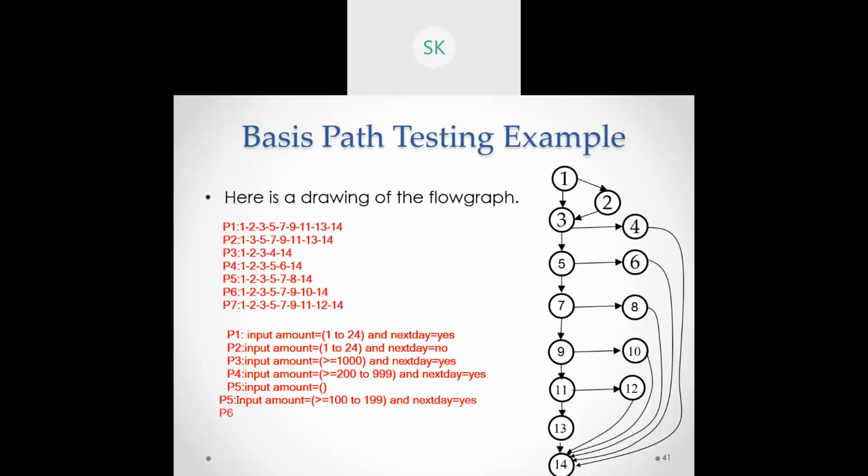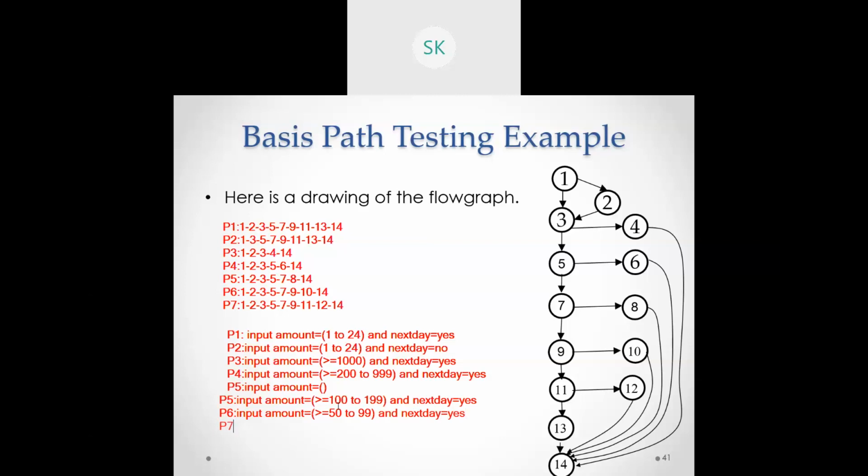Next one is P6. P6, what does it say? 1 to 2, 2 to 3, 3 to 5, 5 to 7, 7 to 9, followed by 9 to 10 and 14. So 10 and 14 means the input should be chosen. Input amount is greater than or equal to 50 to 99. It can have some value. Okay, and next day should be equal to yes.